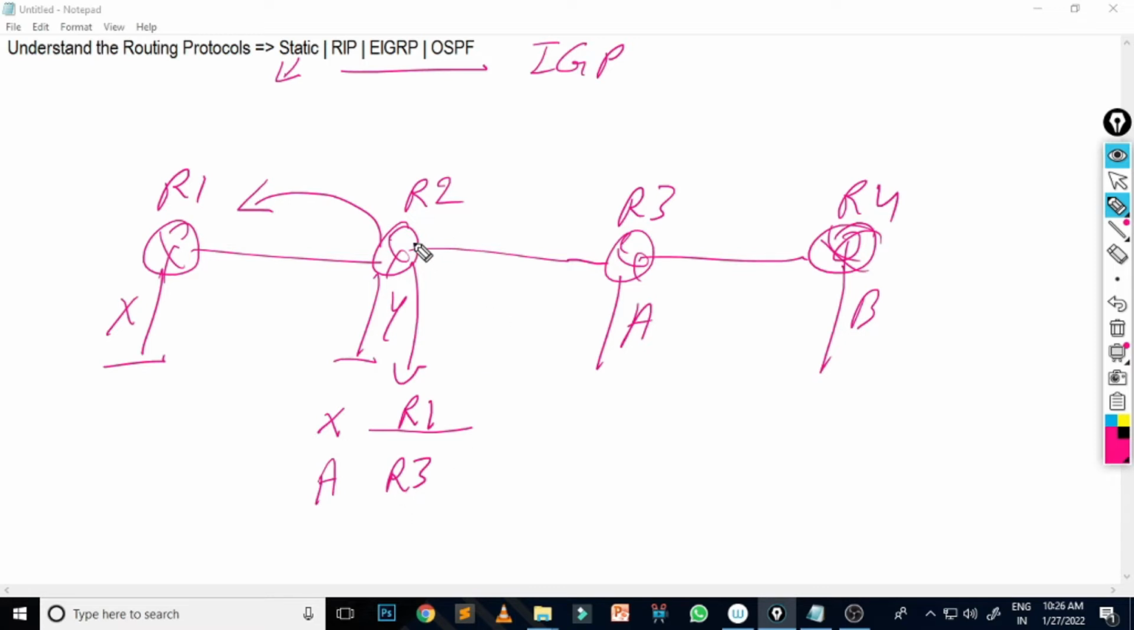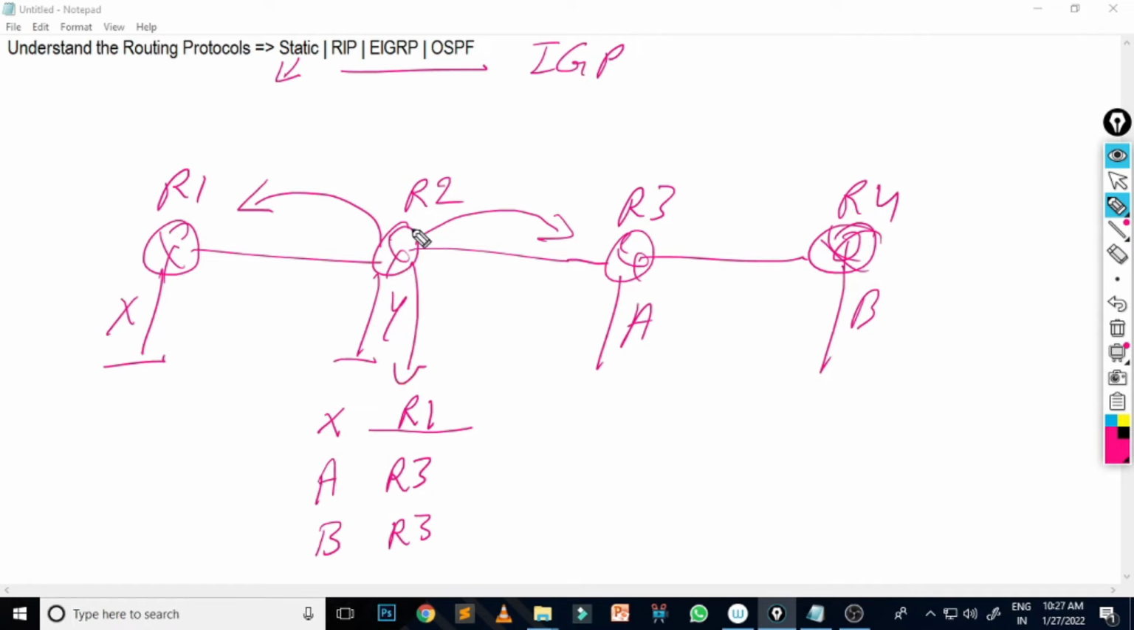So router number 2 will receive data for a network, and it will redirect it towards router number 3. Let's take an example. If we also configure B, which is available on the router number 4 side, we will not configure router number 4. We will only configure here towards router number 3, because router number 2 has the responsibility to transfer that particular data.